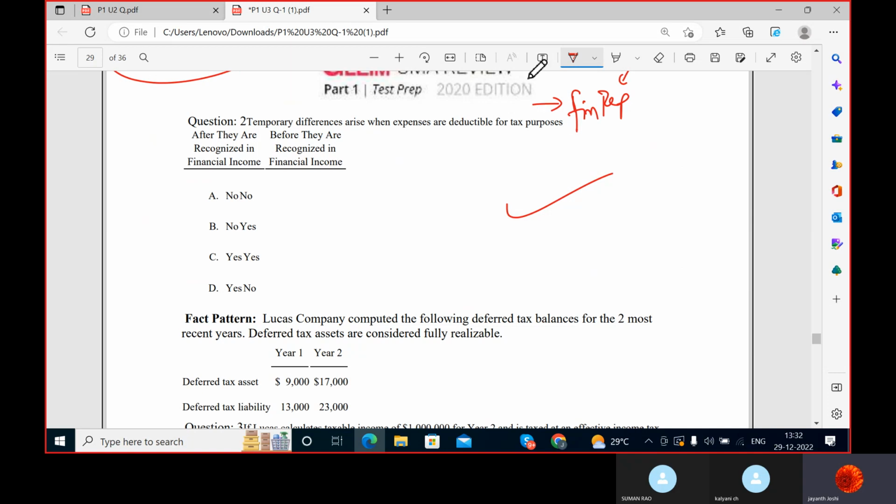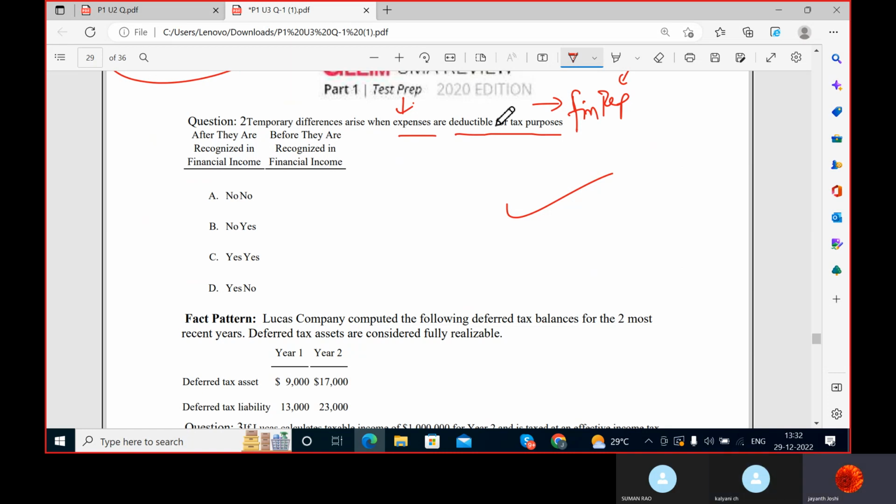So they're asking you, temporary differences arise when expenses are deductible for tax purposes after they are recognized in financial income, or before they are recognized in financial income. Temporary differences arise when expenses are deductible for tax purposes. That means expenses which are showing in tax returns. Correct? Yes, sir.